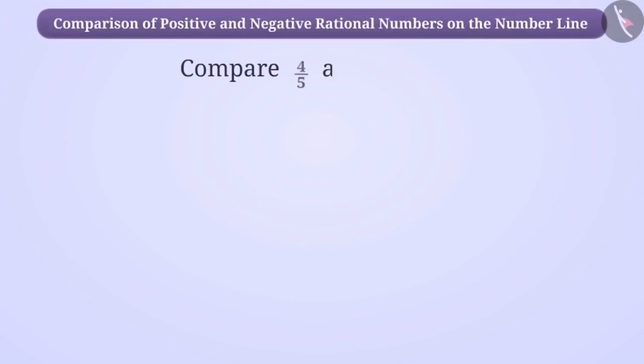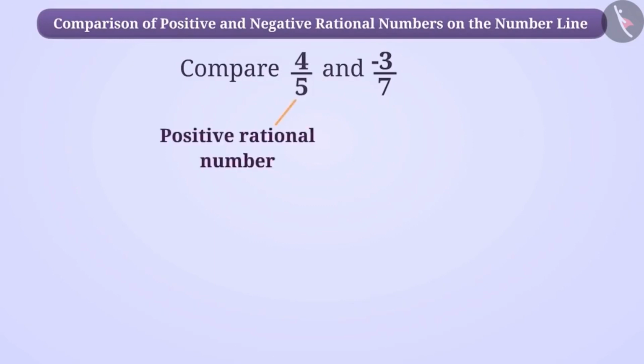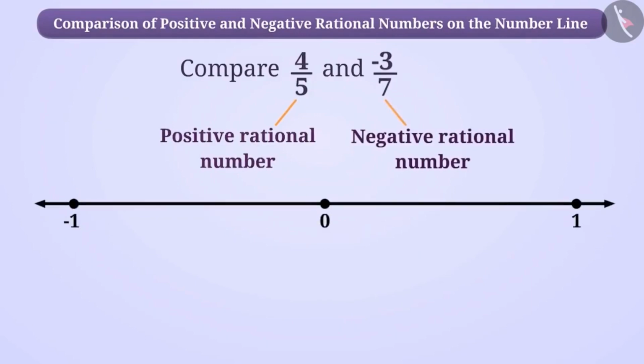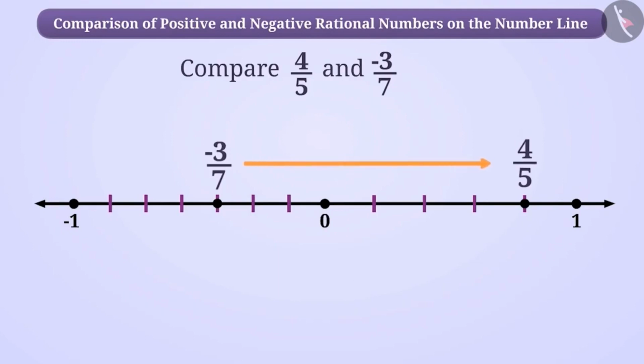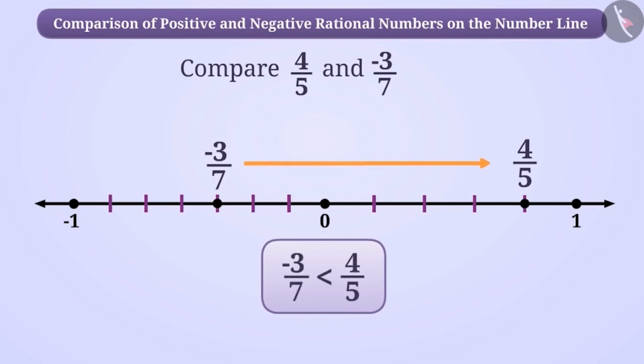Similarly, now let's compare 4/5 and -3/7. Here, 4/5 is a positive rational number and -3/7 is a negative rational number. To compare them, we will represent them on the number line. 4/5 can be represented in this way and -3/7 can be represented in this way. As you can see, 4/5 is to the right of -3/7. Therefore, we can say that 4/5 is a greater rational number than -3/7.